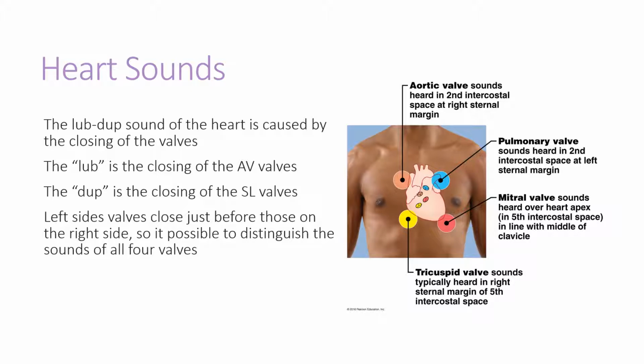Because the valves on the left side of the heart close just before the valves on the right side, it is possible to distinguish the sounds of all four valves. We do that by moving a stethoscope around to 4 specific points to help limit the sound from the other valves and try to isolate the sound coming from each of the 4 valves at different times.